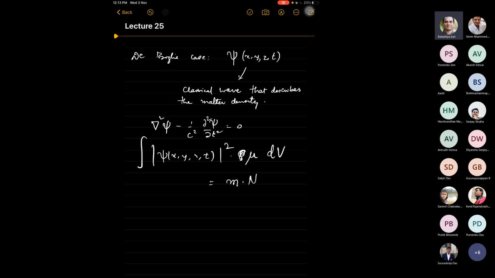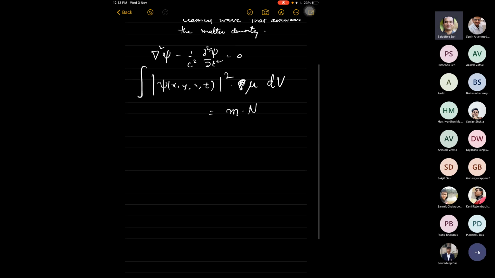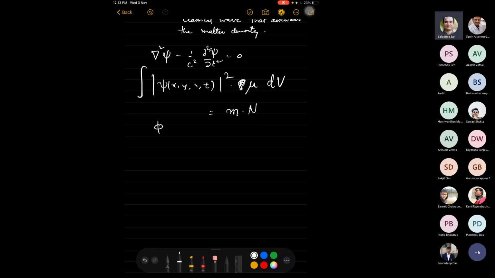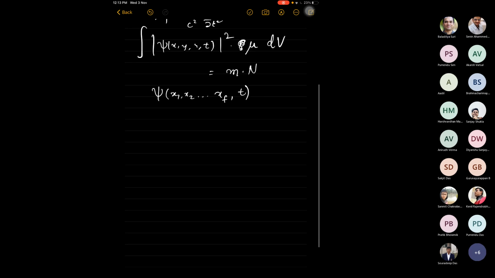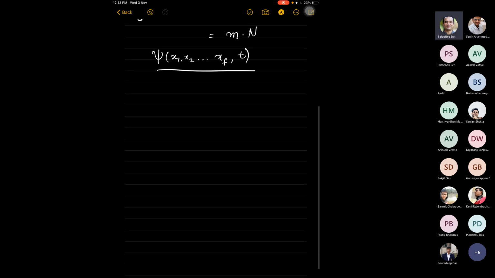Now Schrodinger came up with a completely different wave function, which is, let us say, psi of no longer x, y, z, and t, but is actually x1, x2, and so on up to xf and t, where f is the number of degrees of freedom. And as Sanjay pointed out, the interpretation for the Schrodinger wave function was given by Max Born, and we will discuss that today. Okay, so this is the Schrodinger wave function. It satisfies an equation which is completely linear.